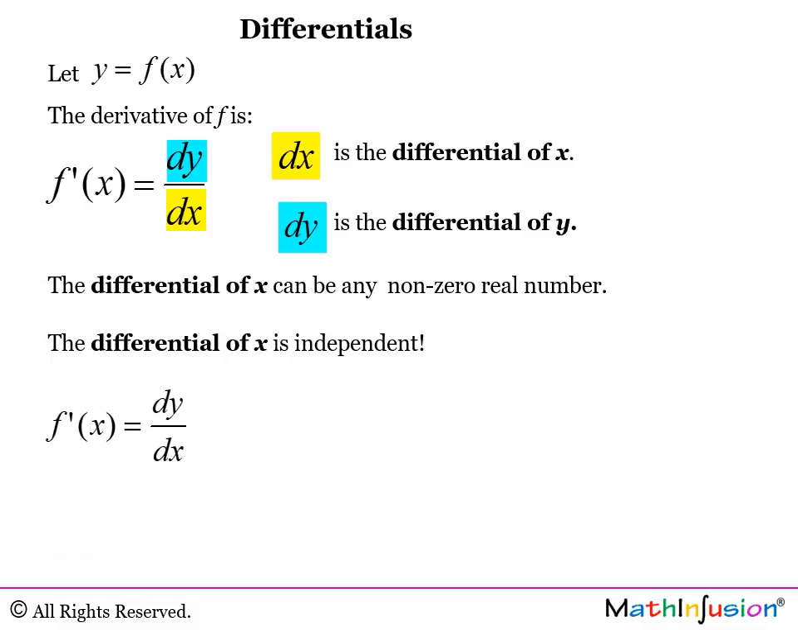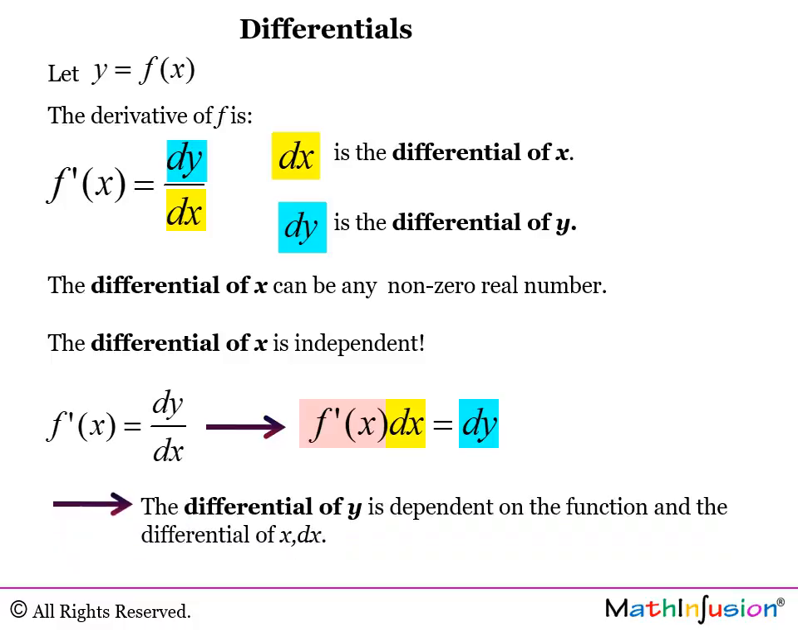f prime of x equals dy over dx. From here we can easily get that f prime of x times dx equals dy. It means that the differential of y is dependent on the function and the differential of x, dx.